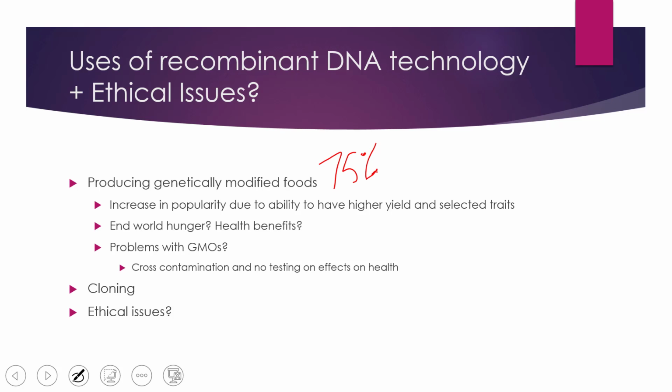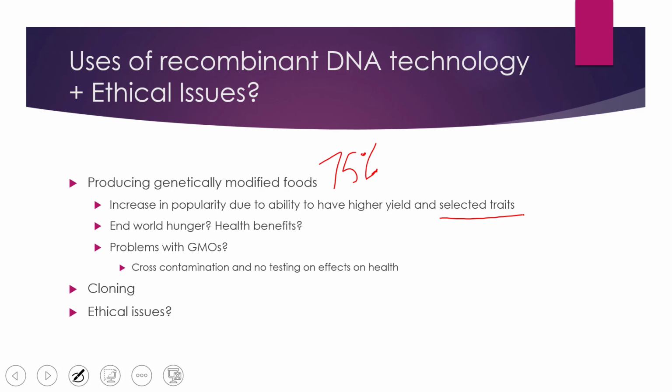One is that GMOs, if done correctly, can produce a much higher amount of food. That higher yield is what makes them quite popular, and this may end world hunger if used properly. Also, they are popular because of what you can actually do with them. A lot of people have selected traits like herbicide resistance or pesticide resistance, and there are certain traits that make GMOs quite popular.